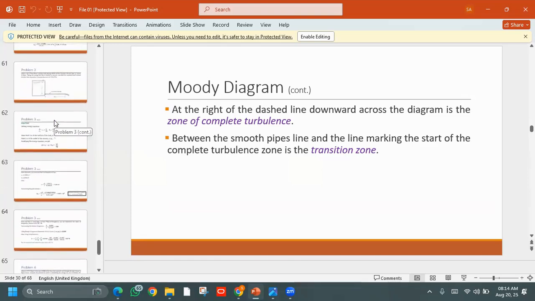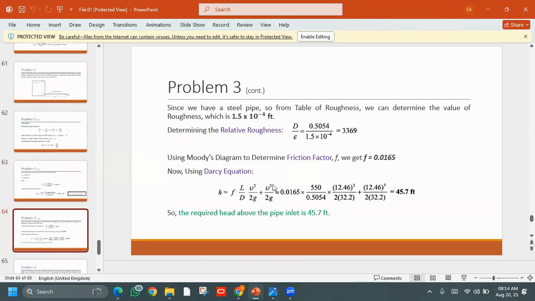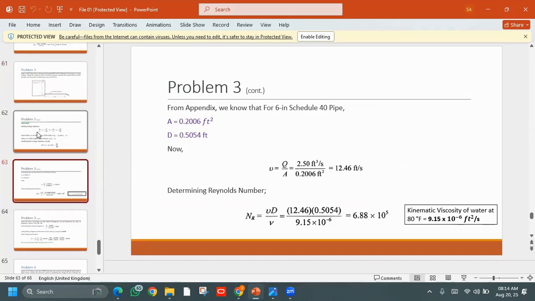So what we have got is the value of friction factor F, which is 0.016, slightly above the value 0.015. So this is the friction factor. And let's put the value of friction factor in the main Darcy equation. We have the value of F equal to 0.0165. The length of the pipe was 550 feet. So let's put the value of that in the equation.